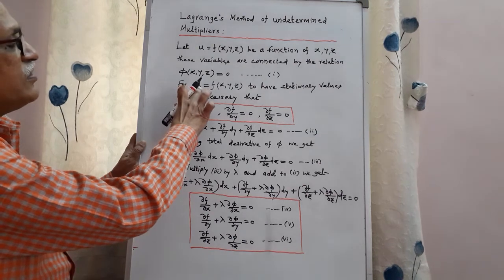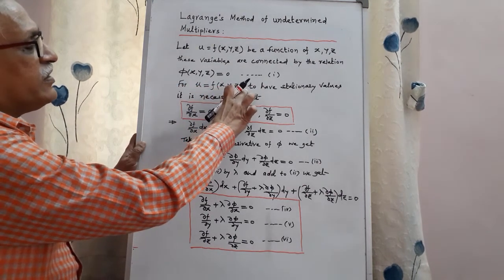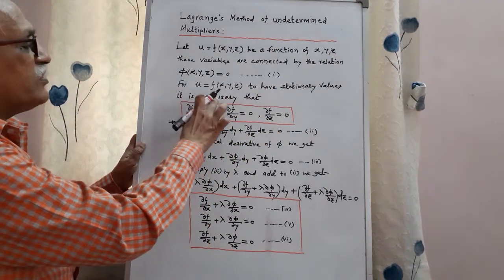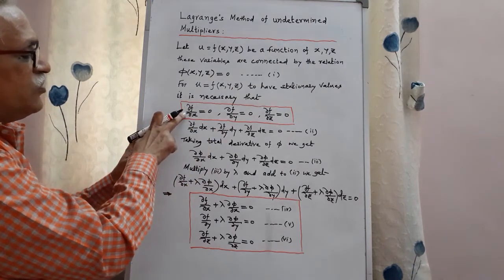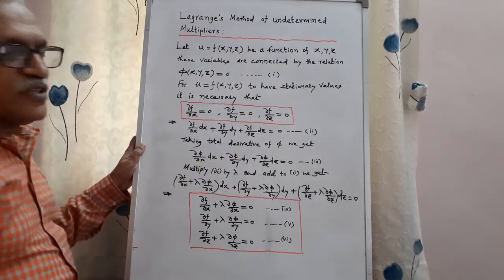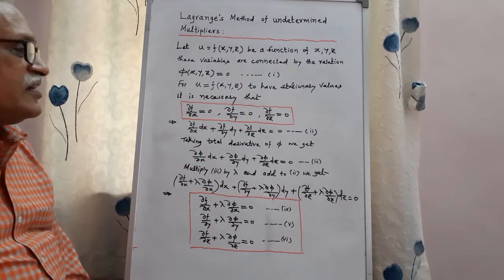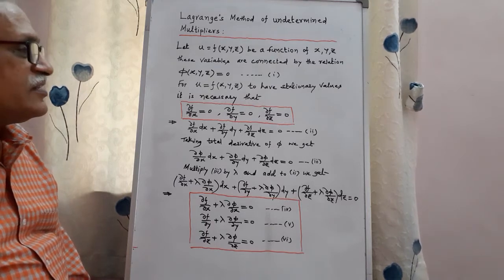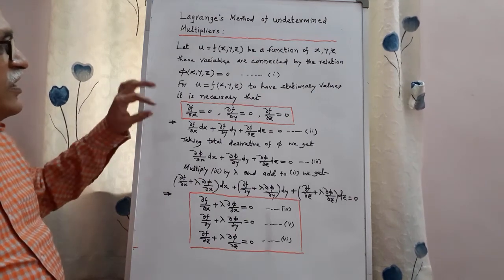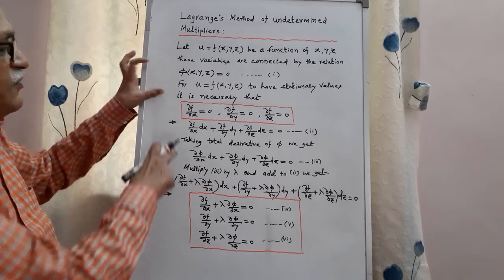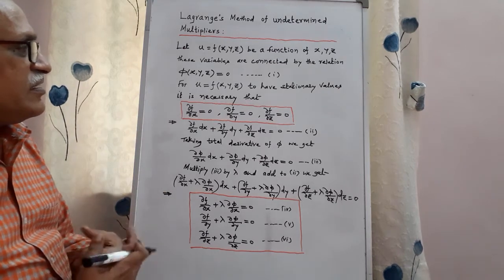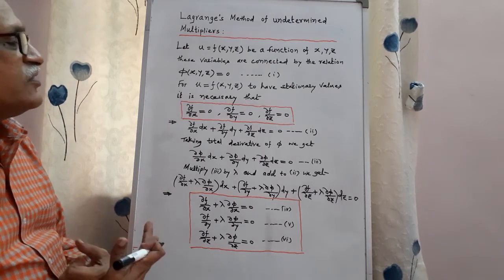Then for u equals f of x, y, z to have stationary values or extreme values, it is necessary that dou f by dou x equals 0, dou f by dou y equals 0, and dou f by dou z equals 0. It is exactly similar to the condition I discussed for maxima and minima for a function of two independent variables. Here it is a function of three independent variables. Therefore, this condition is called a necessary condition to have stationary values.